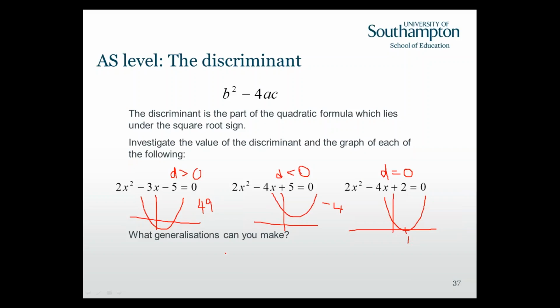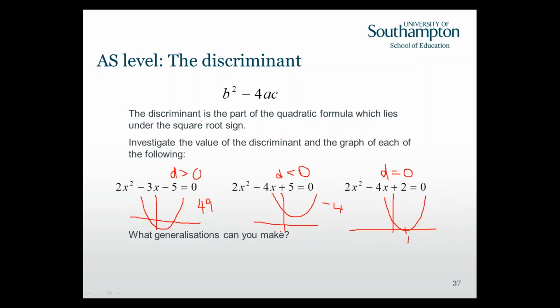If it's a negative, you can't square root a negative number there, so you're not going to have any roots. So it will be lying above the x-axis.